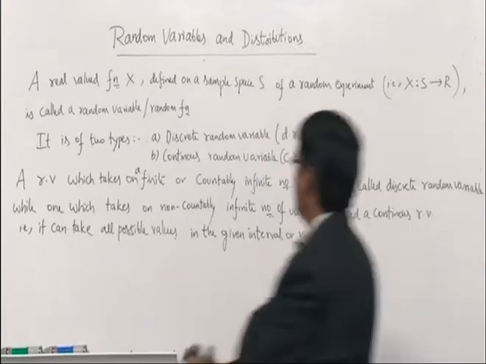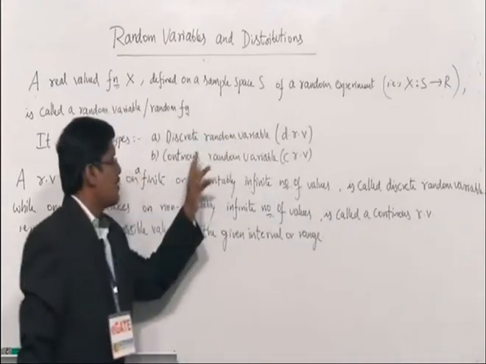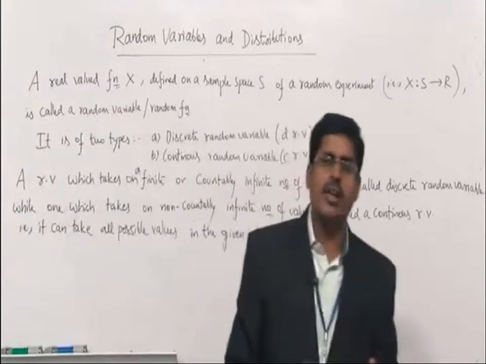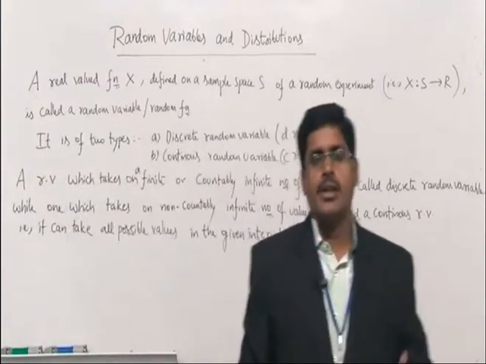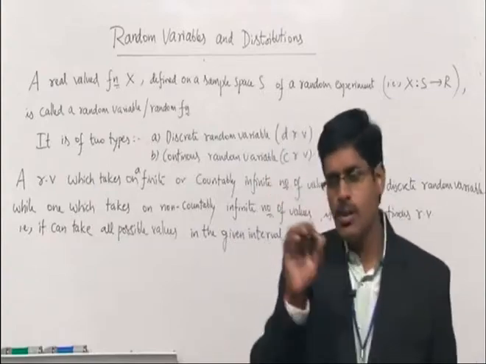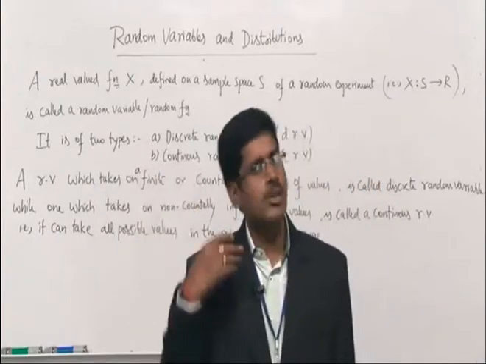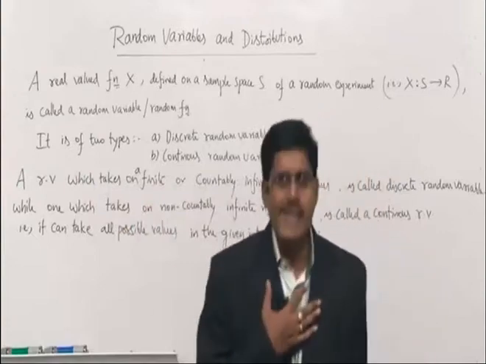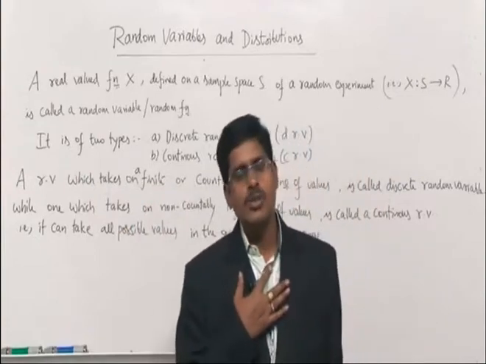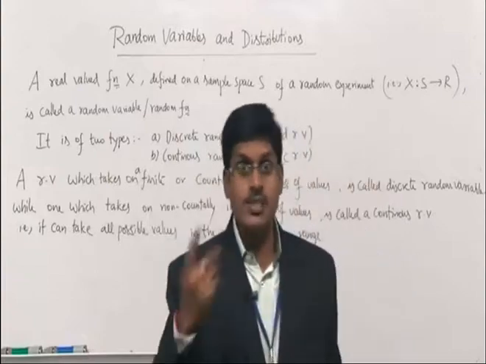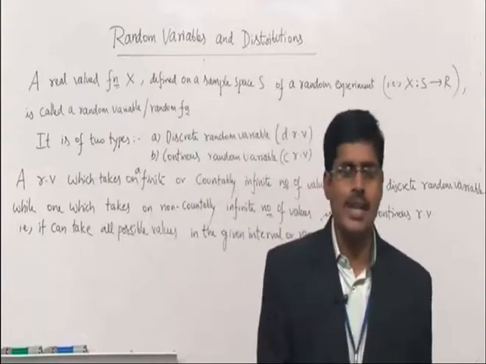Now see, there are two types of random variable: discrete random variable and continuous random variable. A variable which takes on finite or countably infinite values. For example, if x takes the values 1, 2, 3, 4, these are finite values, and that x is a discrete random variable. Suppose x is equal to 0, 1, 2, 3, 4, 5, and so on, unended. That is infinite values, but it is one by one counting. That is also called a discrete random variable.